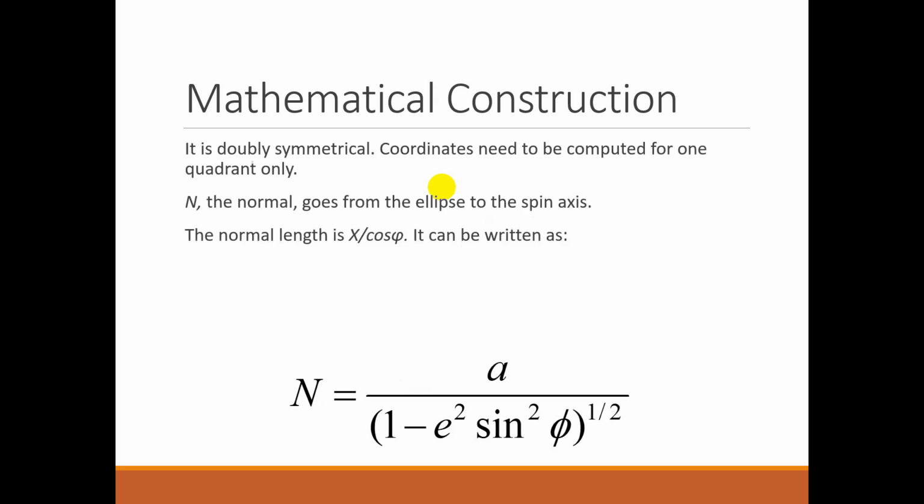It is doubly symmetrical, as you have observed, and coordinates need to be computed for one quadrant only. The normal goes from the ellipse to the spin axis, and the normal length is x over cosine phi, and can be written as, so here's another formula for N. N is equal to a over (1 minus e squared sine squared phi) raised to 1/2. N is the normal section of the ellipsoid. Again, normal section.